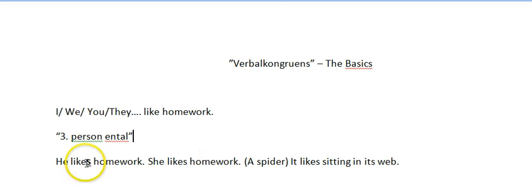So he likes homework, she likes homework. A spider, for example, it likes sitting in its web. These really are the basics, and you should have mastered those by now.